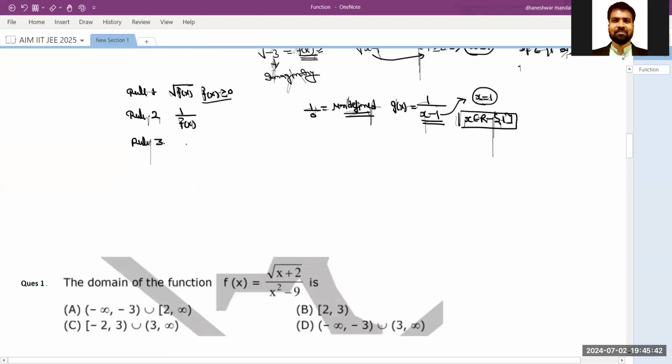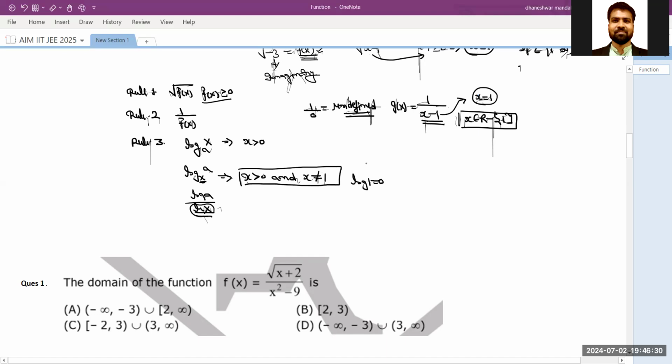Third rule: if anything is in log, and see, x is there, so for this x must be greater than 0. And if x lies at the base, here we have x, so for this x must be positive, and x cannot be equal to 1. If this is 1, then I get log of a divided by log of x, and I know that log of 1 equals 0. It means again we have a 0 in the denominator. That's why this whole expression will not be defined. So if x is in the base, then I consider this definition: x is greater than 0 and x is not equal to 1.